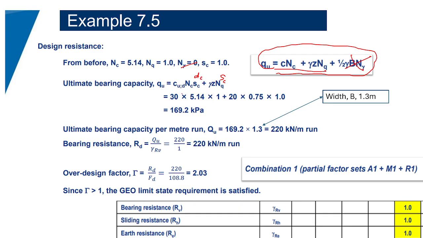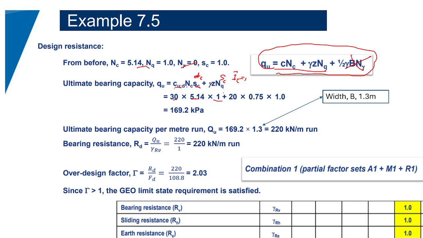Your SC here is 1, so you can just neglect SC, and then IC, because we are using the Meyerhof formula. IC is equal to 1 because there's no inclination. So we just use CU, 30, and NC. You can just disregard DC here. So you have 30, times 5.14, which is NC, and then SC is equal to 1.